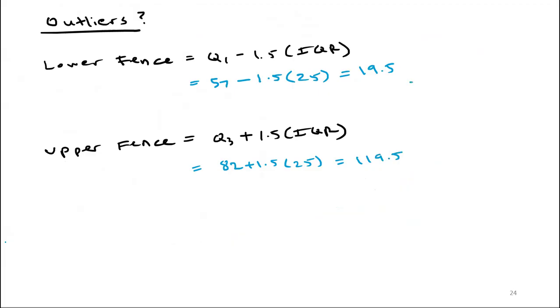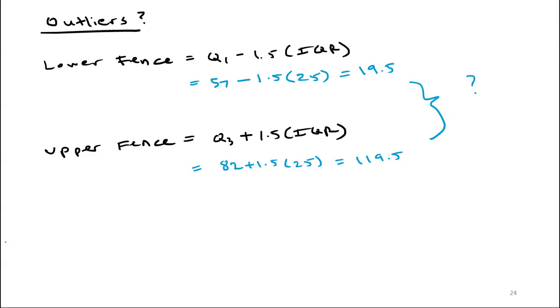So what does this mean? That means that the lowest number that we can go that is not considered an outlier is 19.5. And then the highest number that we can go that's not considered an outlier is 119.5. So once we pass these numbers, we go below 19.5 or we go above 119.5, those numbers are our outliers.